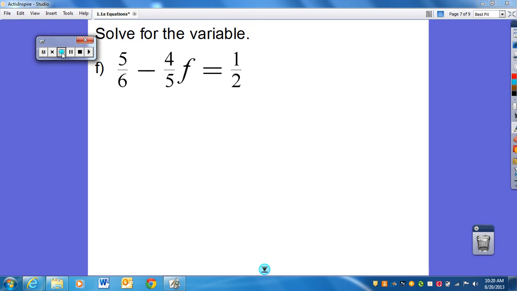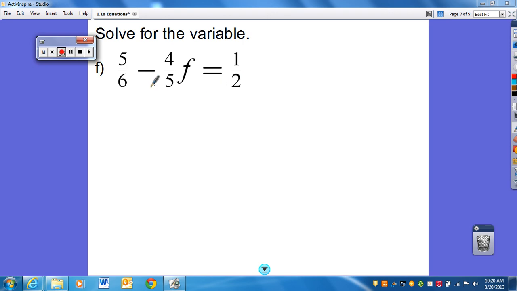Our next example involves an equation that has fractions. Now there's several ways to do this. One way is that you could leave the fractions and then you'd need to add or subtract, multiply or divide using the fractions. What I would prefer to do is to see if we could get rid of the fractions.